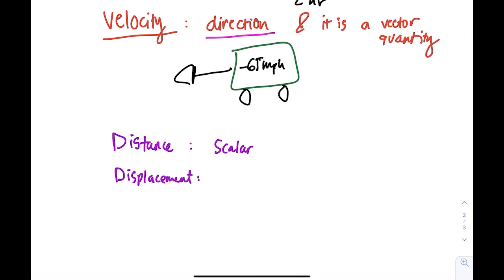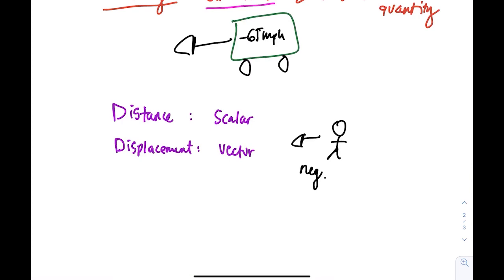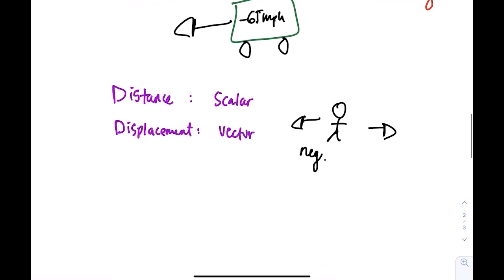Meaning that if I were to walk 400 feet backwards, the displacement would be negative, but the distance would be the same regardless if I were to have walked forwards or backwards. So displacement is a vector, distance is a scalar, similar to speed and velocity. So that's an important distinction to make between those two quantities.